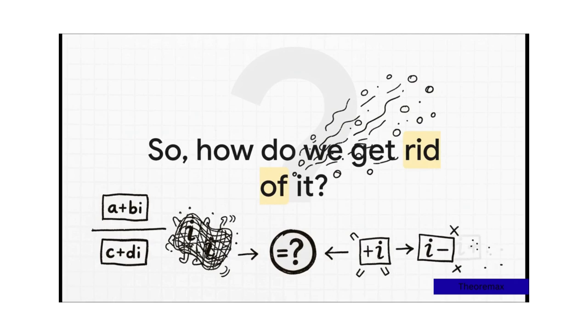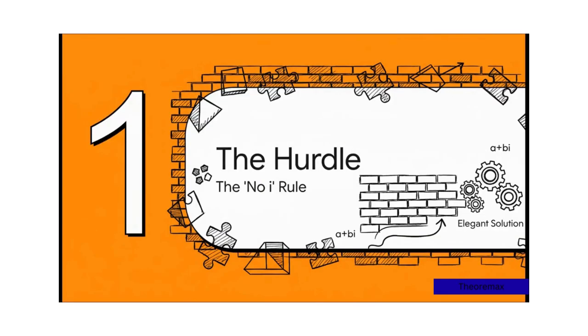And that is the million-dollar question, isn't it? If we've got an i stuck down there, how on earth do we make it disappear without breaking any math laws? Yeah, this no-i rule is the main hurdle we've got to clear. But like any good puzzle, there's a really elegant solution just waiting for us.